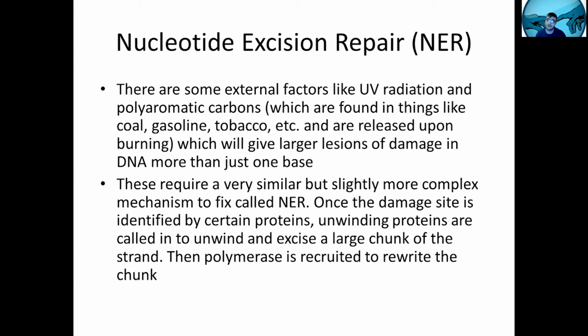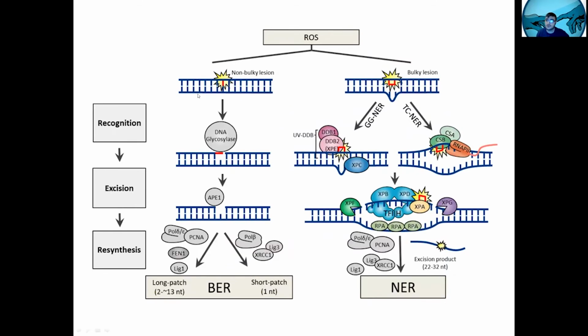It requires a very similar but slightly more complex mechanism to fix, and it's called nucleotide excision repair. Once the damaged site is identified by certain proteins, unwinding proteins are called in to unwind the double-stranded DNA and excise a large chunk of it, and then polymerase is recruited to rewrite the chunk. Again, very similar. Again, I'll show you a picture. So essentially you have damage.